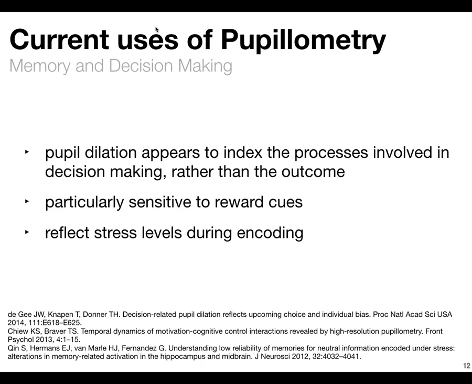And again, in memory and decision making, pupil dilation appears to be a very good index of the processes involved in decision making. It doesn't really tell us anything about the outcome, just how difficult the decision was. If it's a relatively easy decision to make, there's very little change in pupil size. The more difficult the decision becomes, the more dilation we observe during that decision-making process. But it doesn't actually correlate or relate at all to the outcome of the decision.